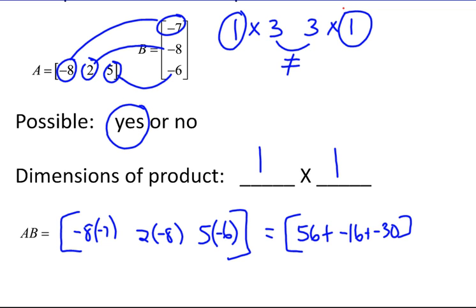Okay, forgot about that, sorry about that. It's going to be all added together. All right, so we have 56 minus 16 is 40, and 40 minus 30 is 10. So the resulting matrix AB is 10.